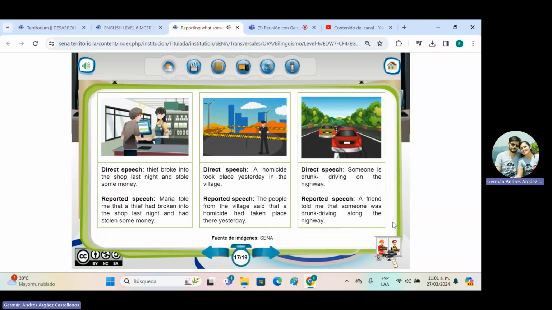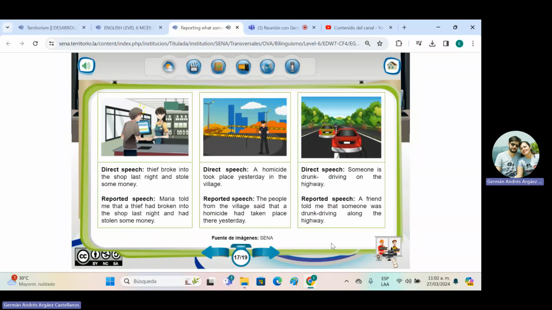Have a look at the following images and their descriptions. See how the actual speech is reported by someone else. Direct speech: A thief broke into the shop last night and stole some money. Reported speech: Maria told me that a thief had broken into the shop last night and had stolen some money. Direct speech: A homicide took place yesterday in the village. Reported speech: The people from the village said that a homicide had taken place there yesterday.